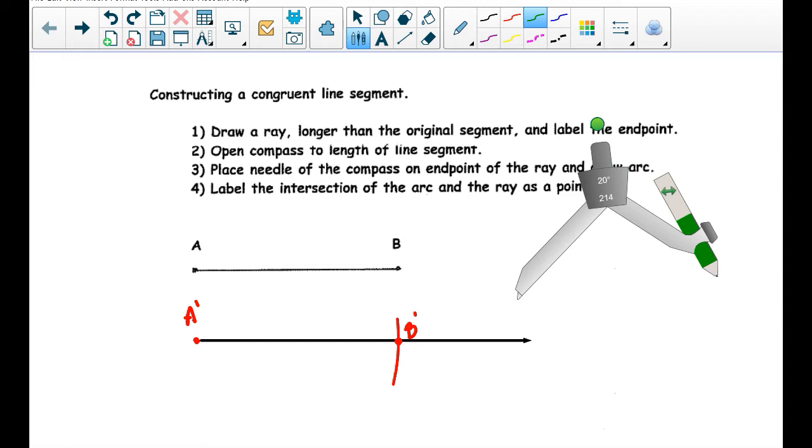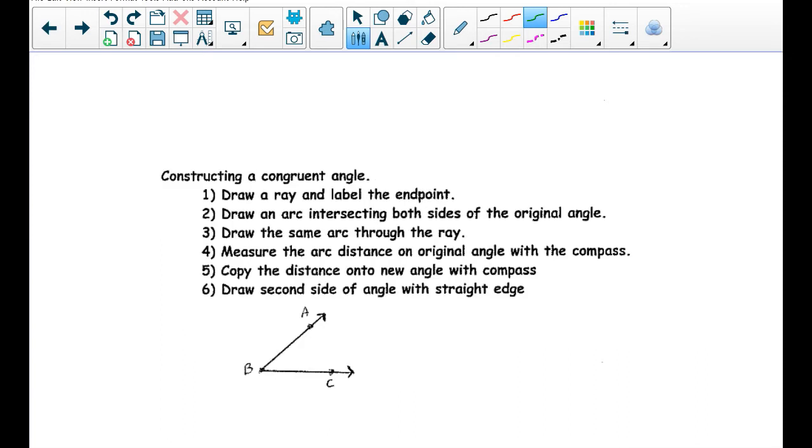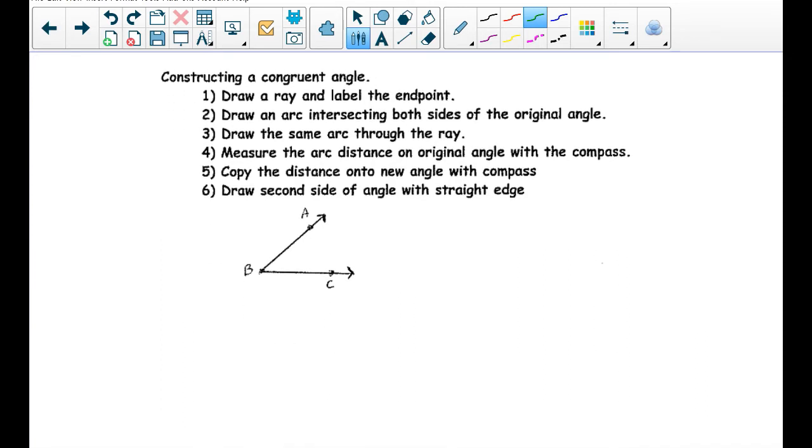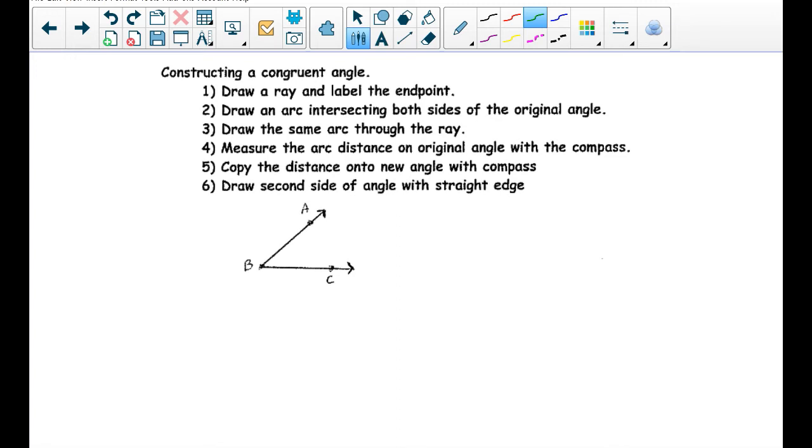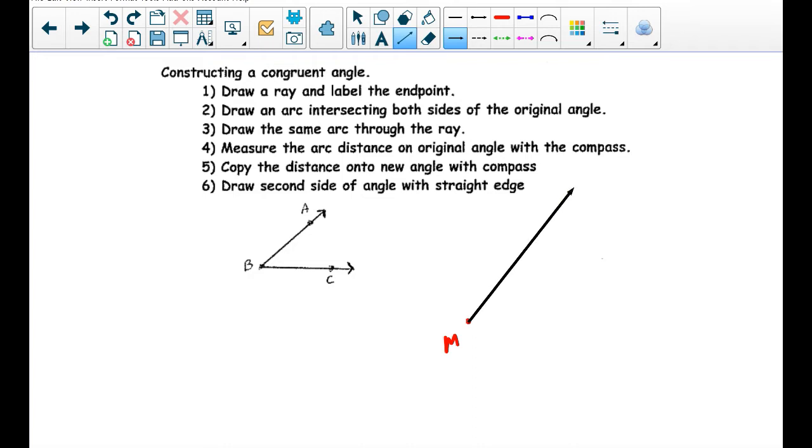Again, we're just looking at the process and the steps needed here. So now a congruent angle. So again, draw a ray, label the endpoint. I'm going to label it something different this time. I'm going to label this M. So point M. And again, I'm going to draw this ray coming off of point M. And it doesn't matter which way it's pointing.